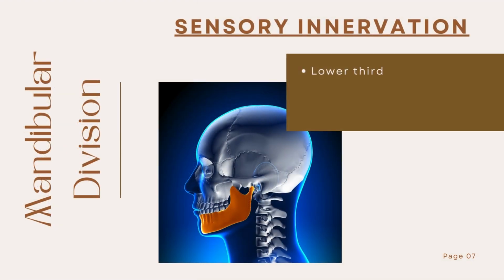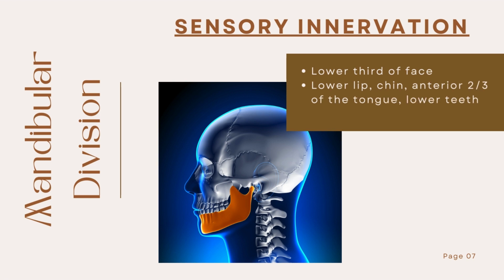The final branch, the mandibular branch, has both sensory and motor functions. So on this slide, we'll be talking about the sensory function of this branch, and it provides sensory innervation to the lower lip, chin, anterior two thirds of your tongue, lower teeth, and the external ear.